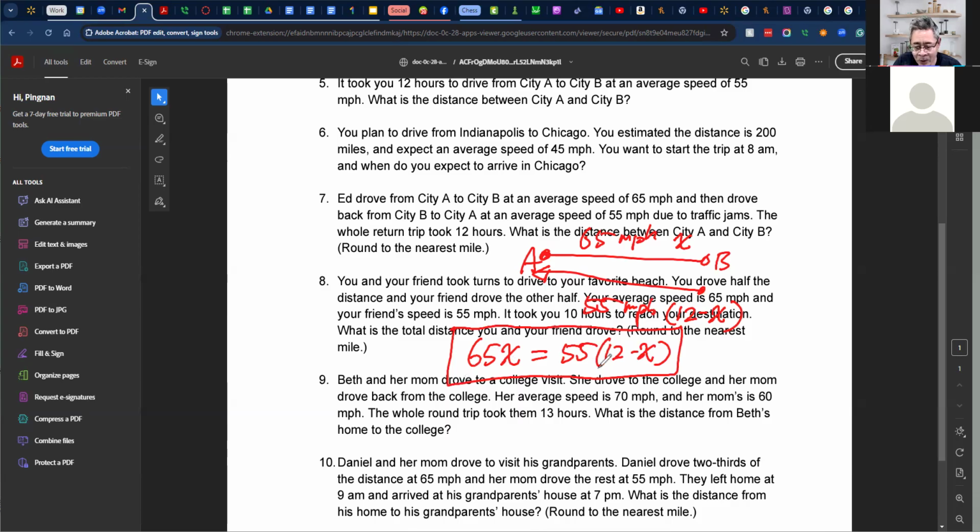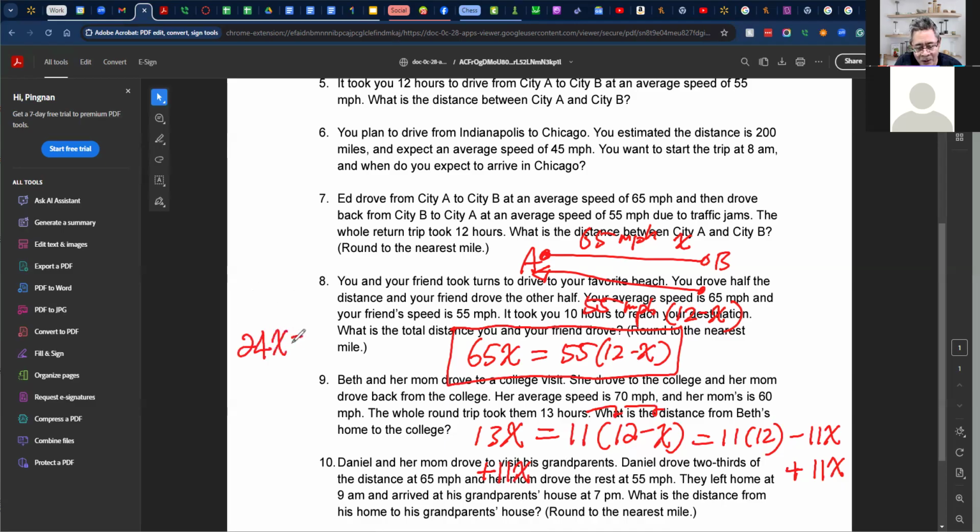So now we're going to divide by 5 on both sides, on the left and the right, so that we got 13x equals 11 times (12 minus x). So make our life a bit easier. And then we're going to distribute it. So that gave us 11 times 12 minus 11x. And now we're going to move 11x over because that's the unknown we need to solve. Put that on one side. So 13x plus 11x is 24x. On the other side, 11 times 12 is 132. And then we divide by 24 on both sides.